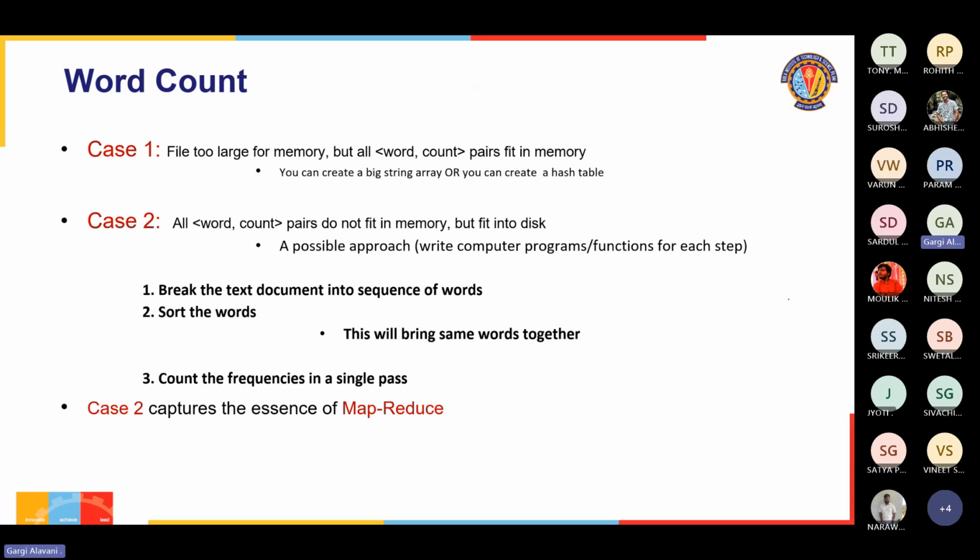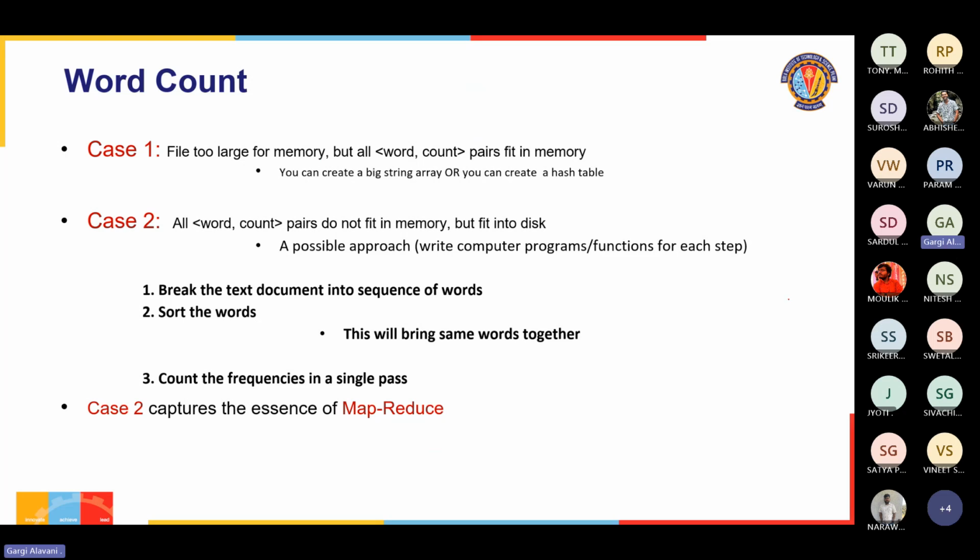So why does this example capture the essence of MapReduce? There could be a case where the file is too large for one memory, but all words and count pairs can fit in the memory. So you can create a big string array or you can create a hash table. In case 2, all pairs do not fit in memory but fit into the disk.